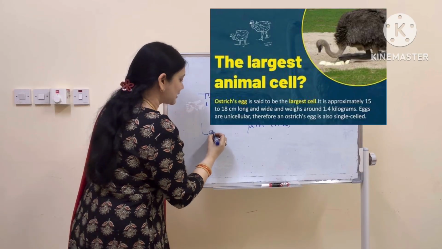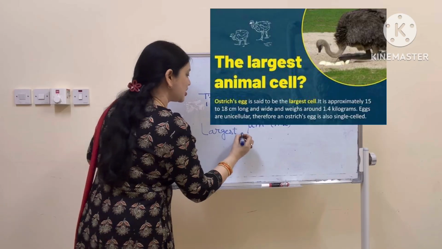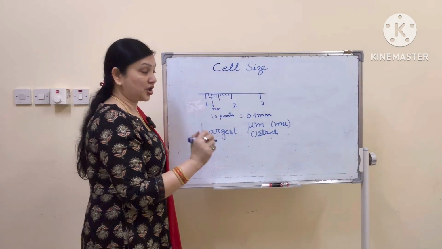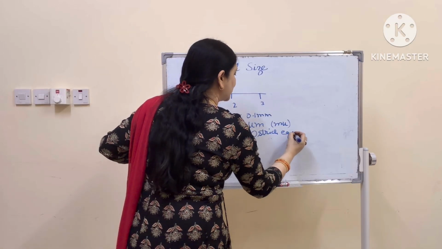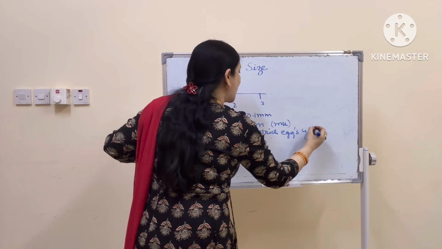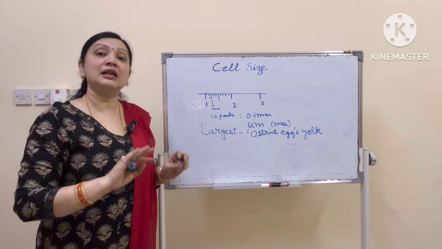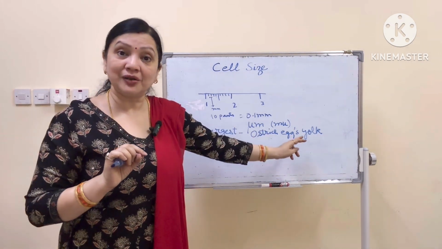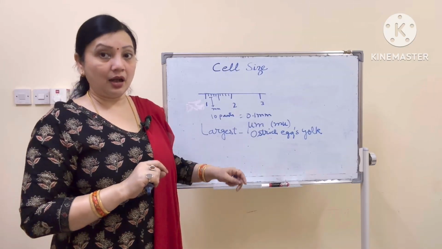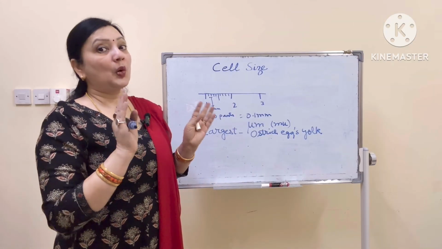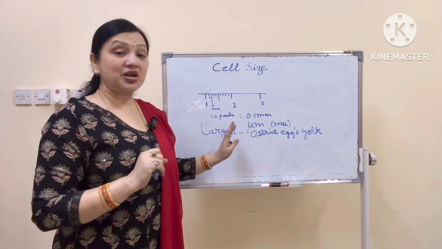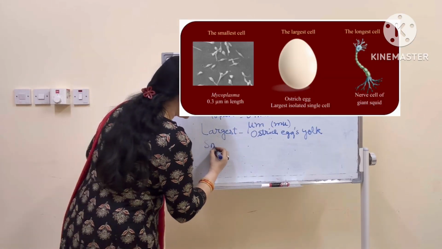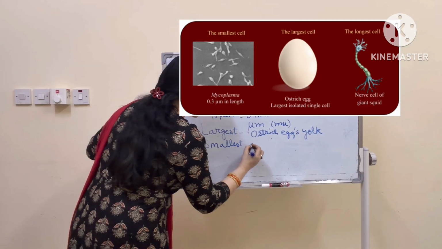The largest cell is of ostrich egg, and not the entire ostrich egg, the yolk part. The yolk part of ostrich's egg is the largest cell. The white part provides nutrition to this small baby cell, and the white cover protects the cell. So the largest cell is ostrich's egg, whereas the smallest cell is a bacteria.